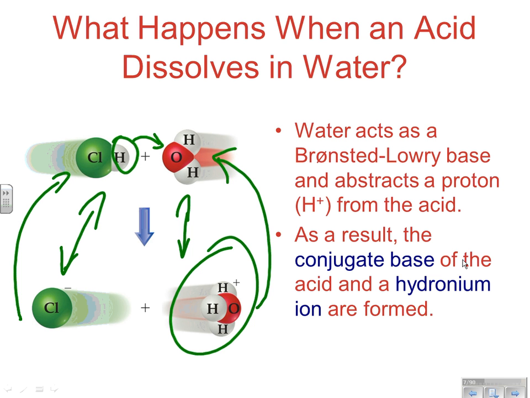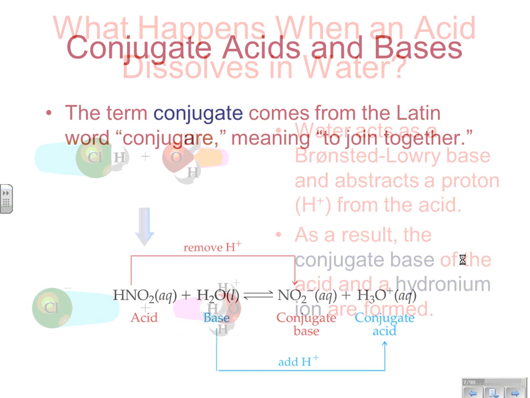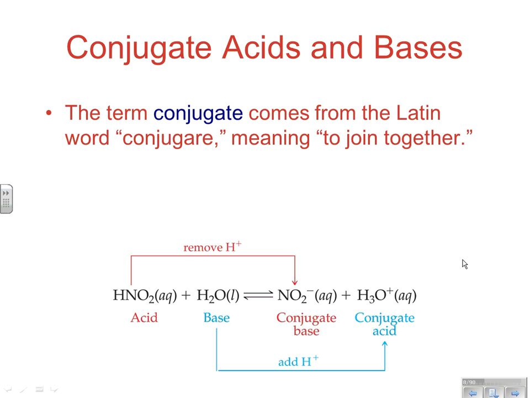Now Cl-, the reason we're calling it a conjugate base here is it could be accepting that proton to make HCl in a reverse reaction. Now the term conjugate comes from the Latin word conjugare, which means to join together. So conjugates are two joined things, one on the reactant side, one on the product side. Two things that differ by a proton. So HNO2 and NO2- differ by a proton, so this is the conjugate base of that acid.